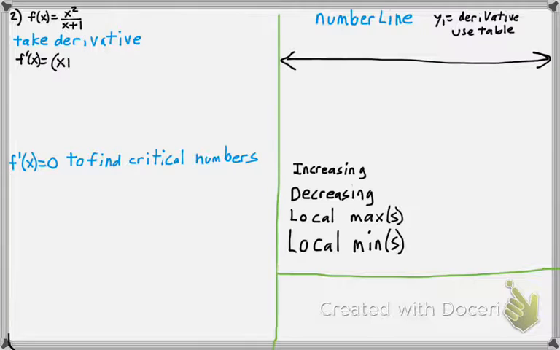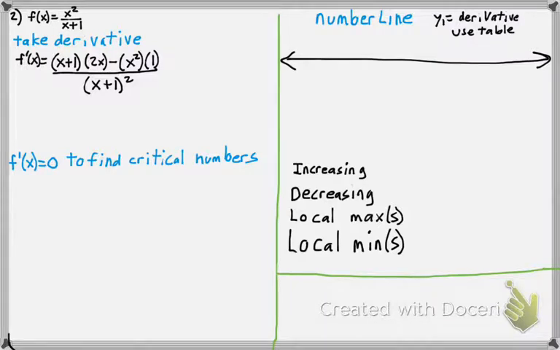So it'll be x plus 1 times 2x minus x squared times 1, and this will all be over x plus 1 squared.